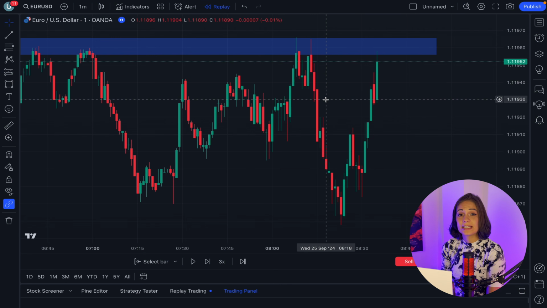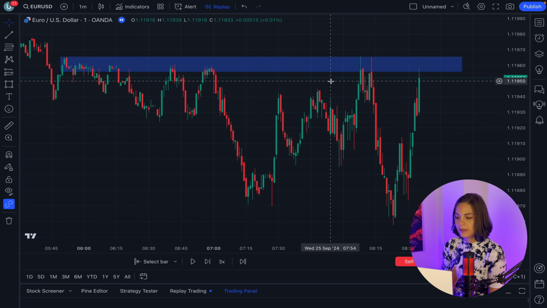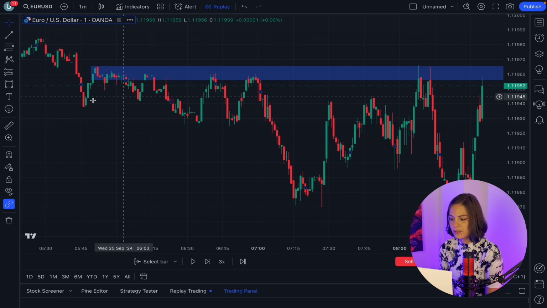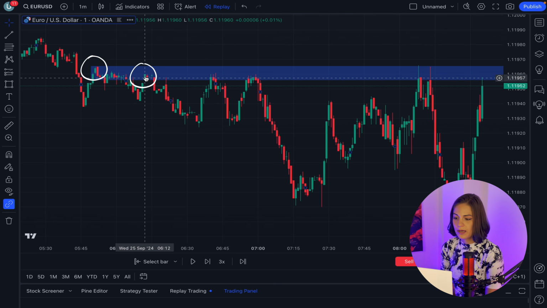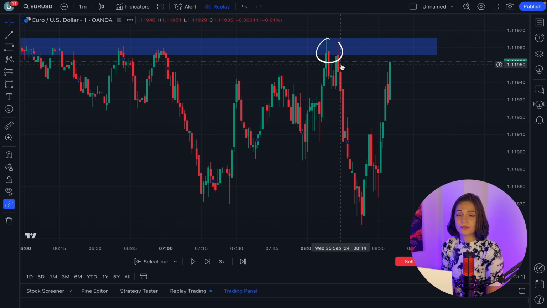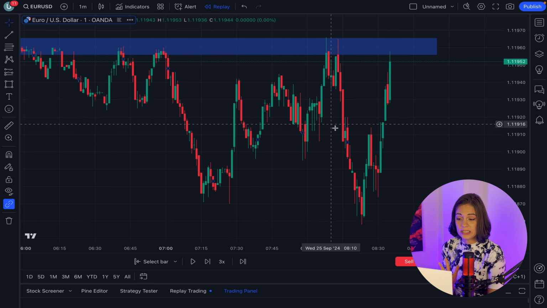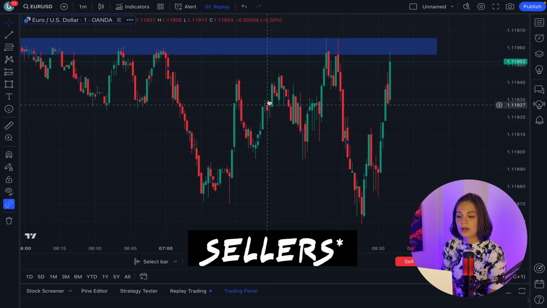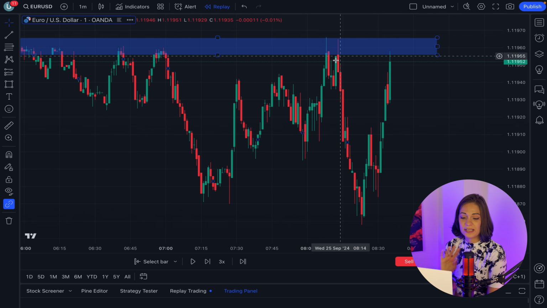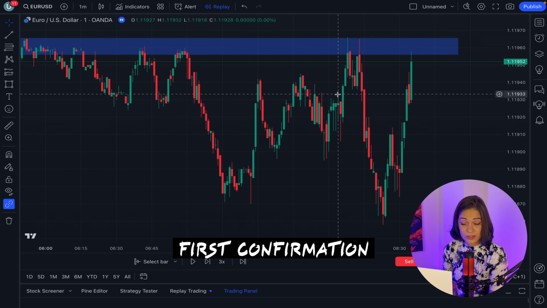When I'm trying to understand how valid a level is, I'm trying to have three criteria. First of all, how many times this level actually worked. For example, in this case, we can see that the price went here once, twice, 3 times, 4 times, 5 times, and the 6th time, really close to each other. So this worked 6 times at this point, and the buyers are quite interested somewhere in this zone, right? And this is our first confirmation.